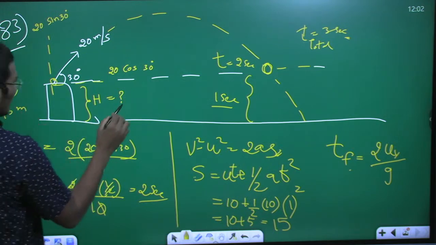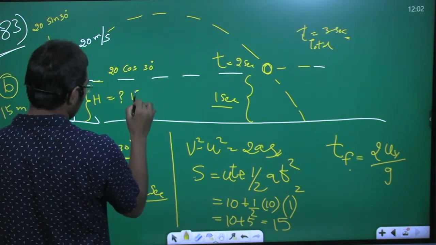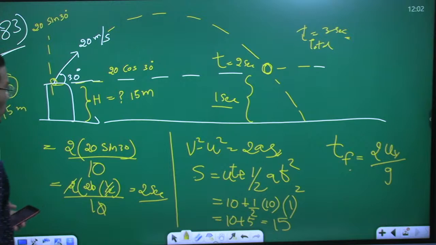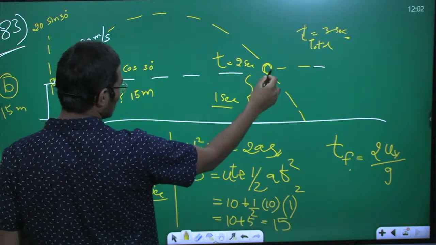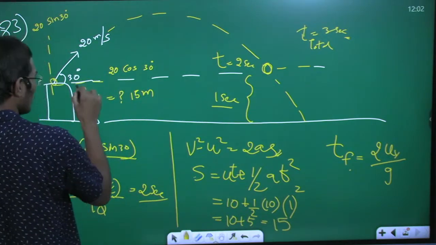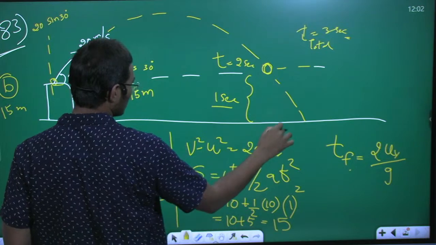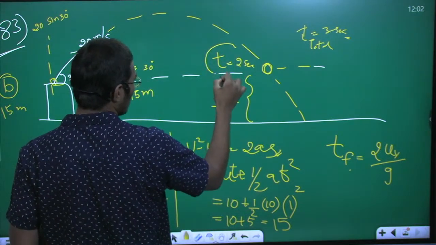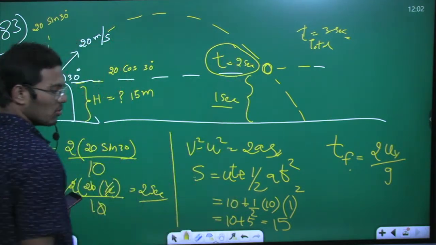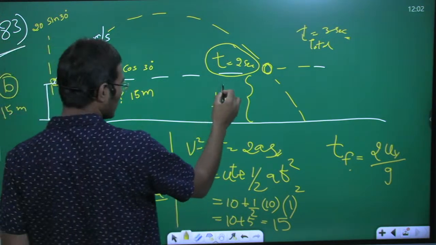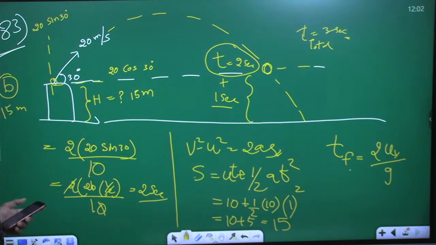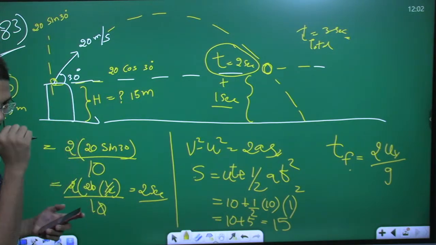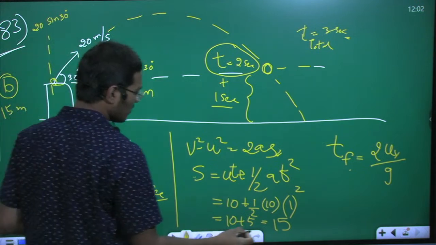So the height is 15 meters. See, if you try to throw a ball from a height h of 15 meters, it travels for time t equal to 2 seconds and reaches the horizontal equivalent, and then it falls down. So first we calculate the time of flight, that is t equal to 2 seconds plus the extra time it traveled through the height of the building, that is 1 second. So if you try to find, we get 15 meters.